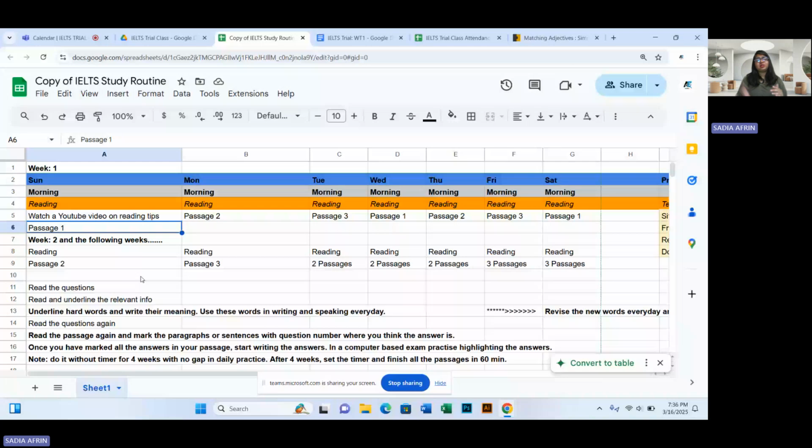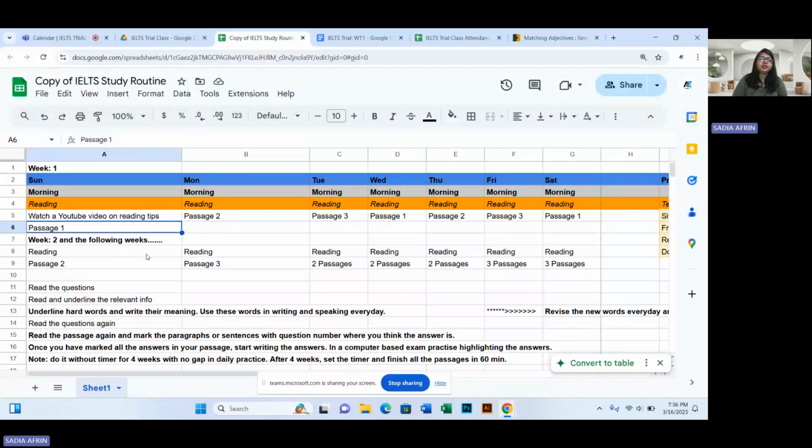If you're not passing them, then learn some grammar rules right from the beginning, and it's a good way to start your IELTS preparation. Okay, so focus on your grammar, vocabulary, and reading skills in the beginning. That will help you to really strengthen your IELTS skills.